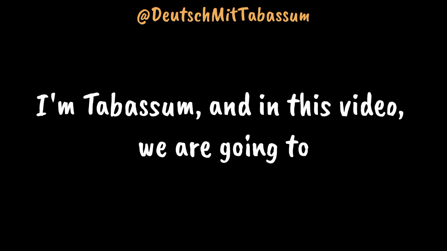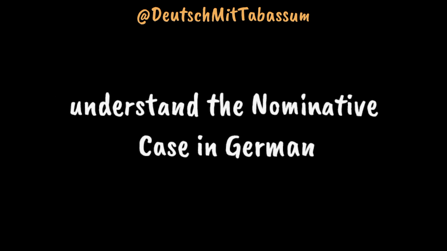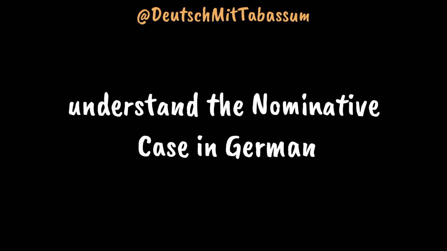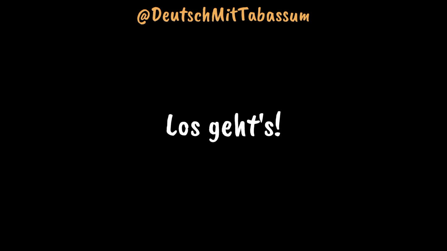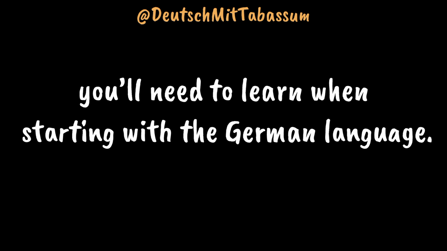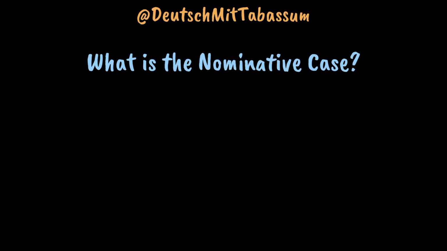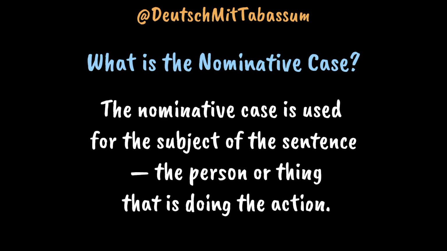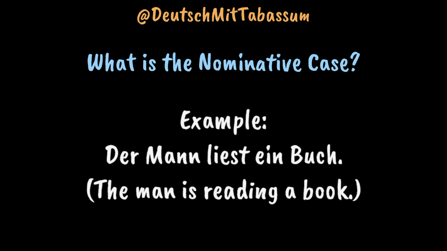I am Tabassum and in this video we are going to learn everything about the nominative case in German. Los geht's. The nominative case is the most basic and the first case you will need to learn when you're starting with the German language. What is the nominative case? The nominative case is used for the subject of the sentence, the person or the thing that is doing the action. Let's understand with an example.